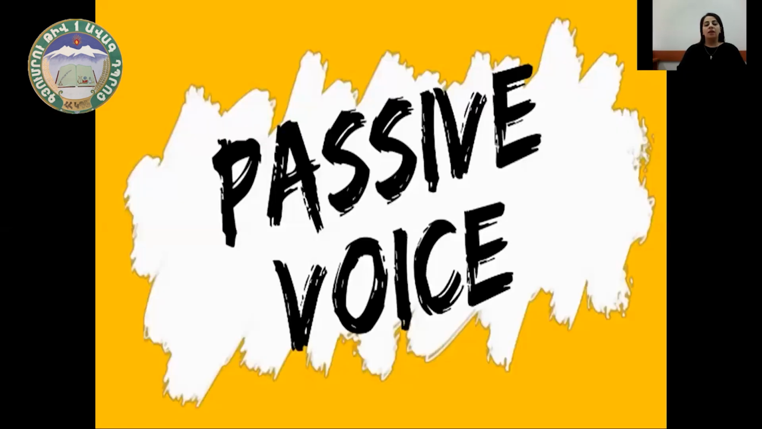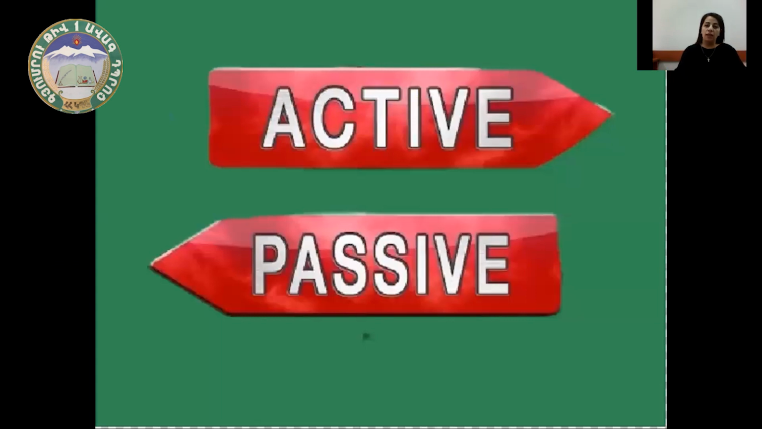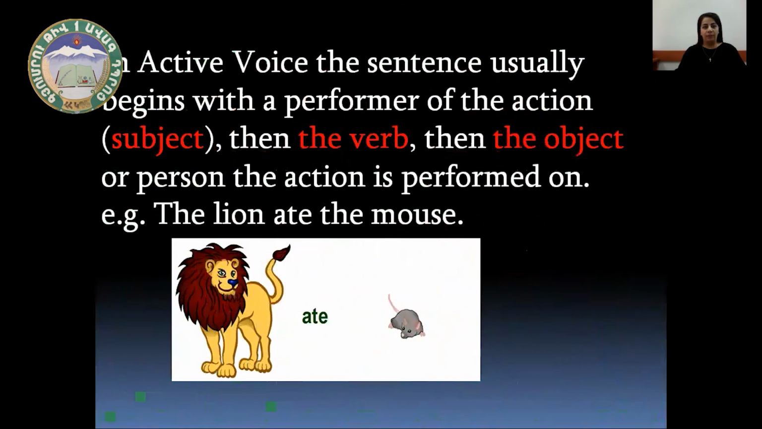Okay, so we should remember that there are two voices in English, an active voice and a passive voice. In active voice, the sentence usually begins with the performer of the action, that means the subject. Then comes the verb. And then the object or the person the action is performed on. Let's look at the following example. For example, the lion ate the mouse. In this sentence, the lion performed the action, it ate the mouse.